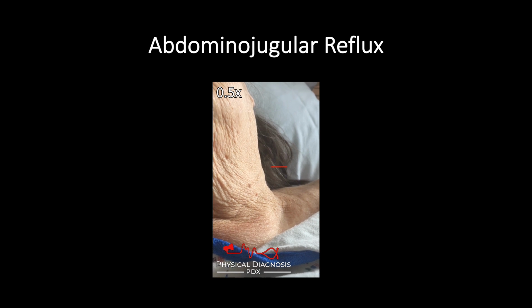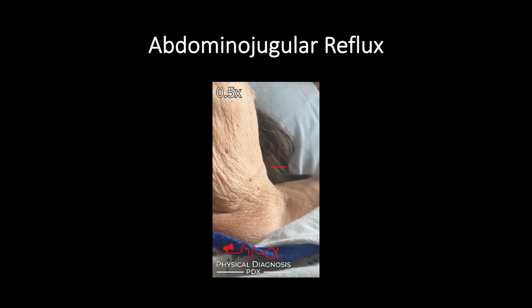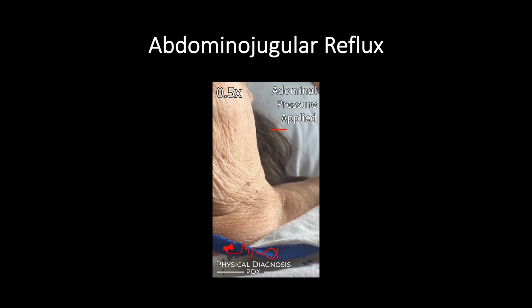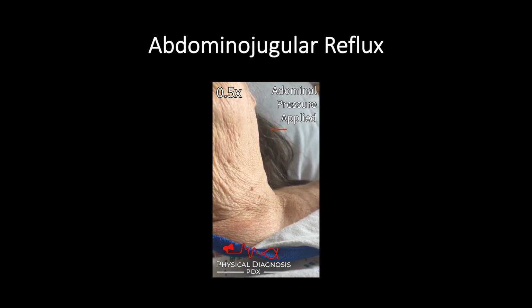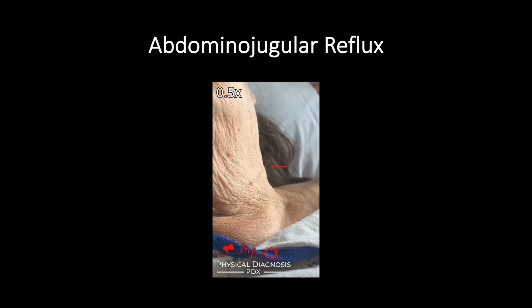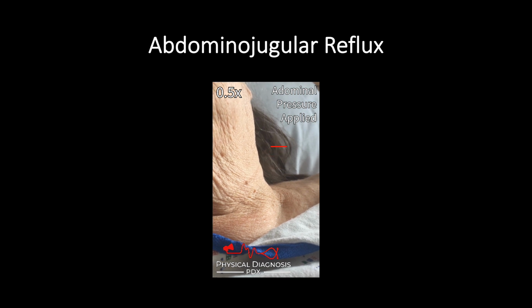The Abdominojugular Reflux test is a physical examination maneuver that is performed by placing firm pressure over the patient's abdomen with the palm of the hand while observing the effect on jugular venous pressure. This test has several applications. First, it can serve to distinguish a venous pulse, which will rise with abdominal pressure, from an arterial pulse, in which there is no change with abdominal pressure.